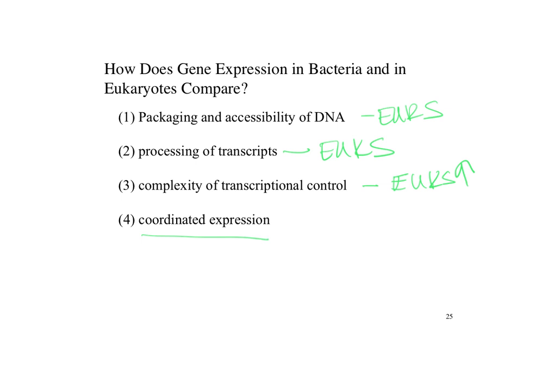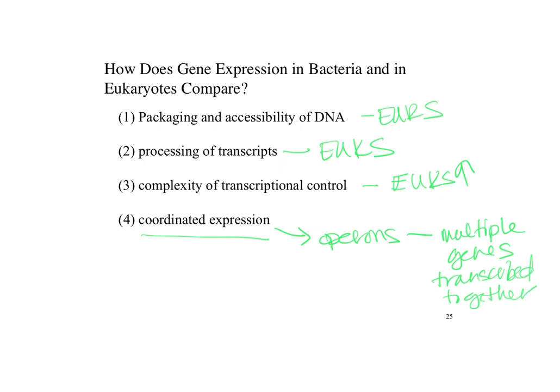Coordinated expression, I don't know what they mean. If they mean operons, where we get multiple genes transcribed together and then we translate them. We need one, we need all three. Or do they mean some sort of coordinated expression like tissue specific, like we talked about with alternative splicing. So it could be either of those.